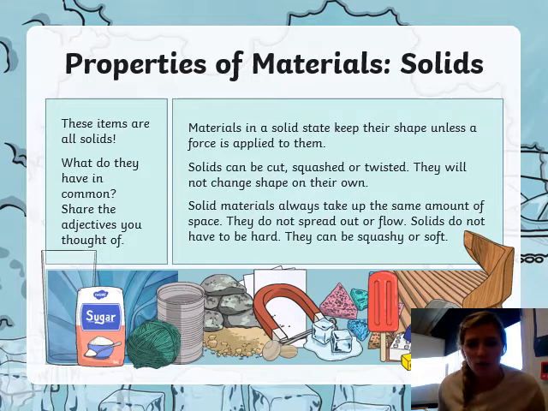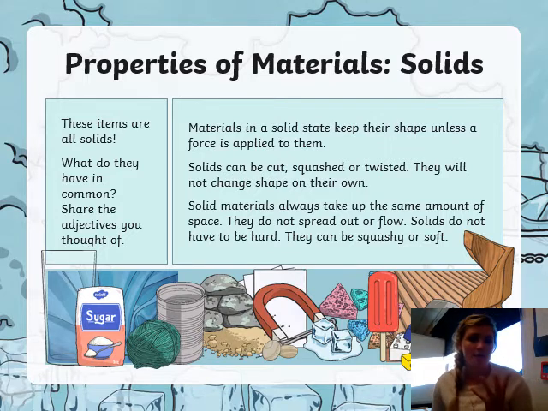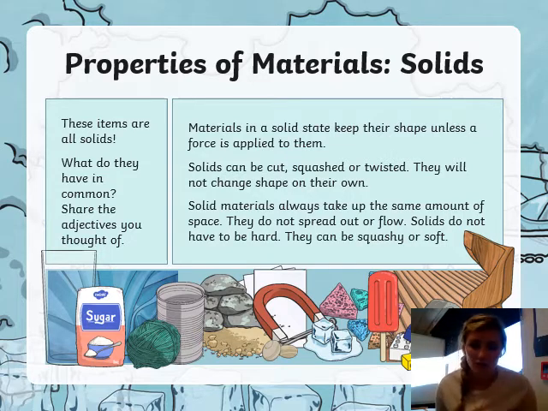So solid materials always take up the same amount of space, so it doesn't matter how you actually move it, it will always take the same amount of space up. They do not spread out or flow, and they do not have to be hard. They can be soft and squishy. So for example, like a piece of string, okay, that piece of string is not going to change unless you actually pull it or cut it, but it is also very soft and squishy and you can bend it, but obviously it will not fully change its shape.